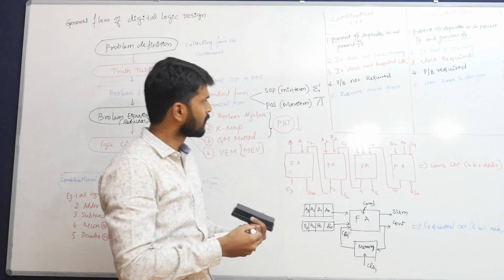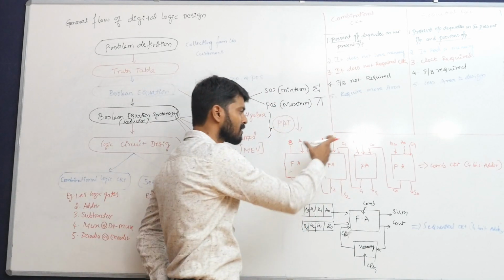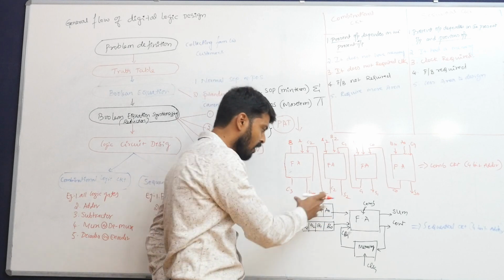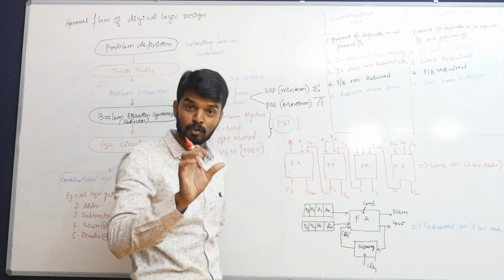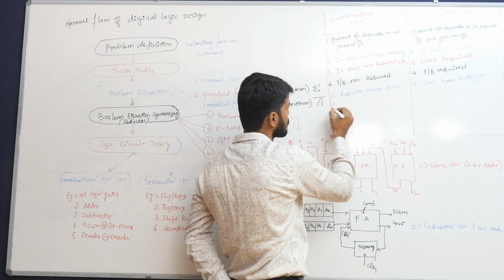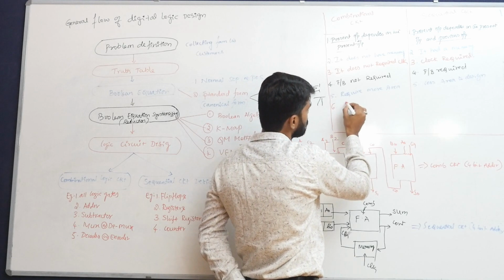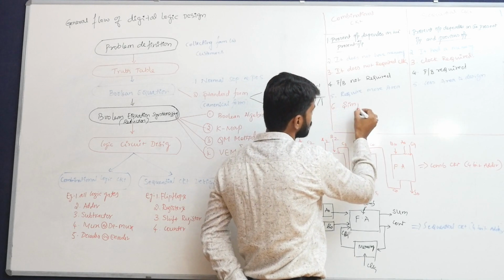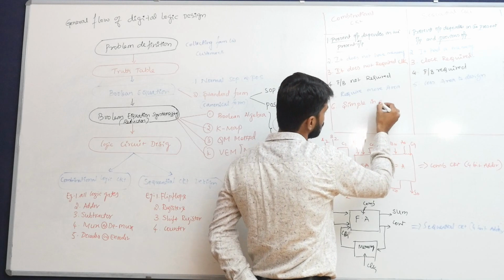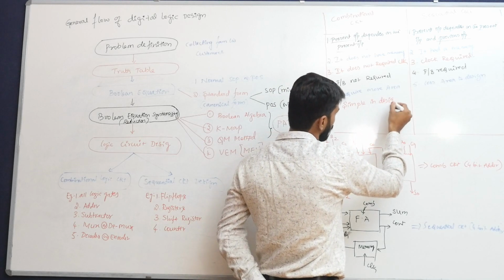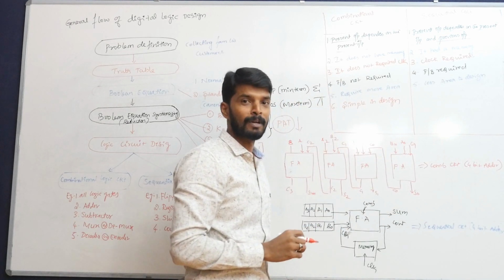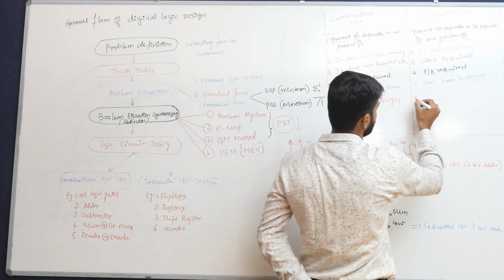And the next point, in order to make this design is very easy, but in order to design this sequential circuit it is quite difficult. So in this case, combinational circuit is simple in design, but the sequential circuit is complex in design.